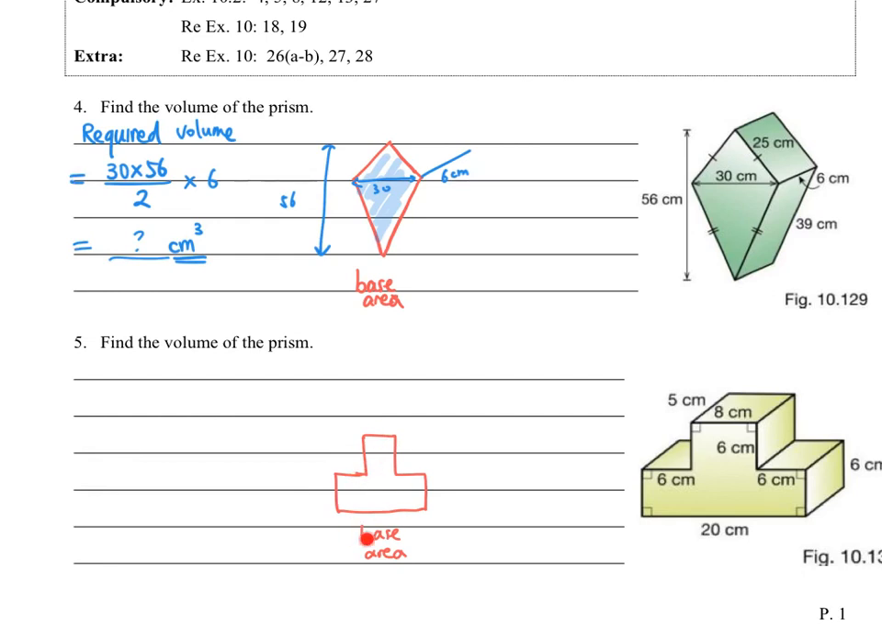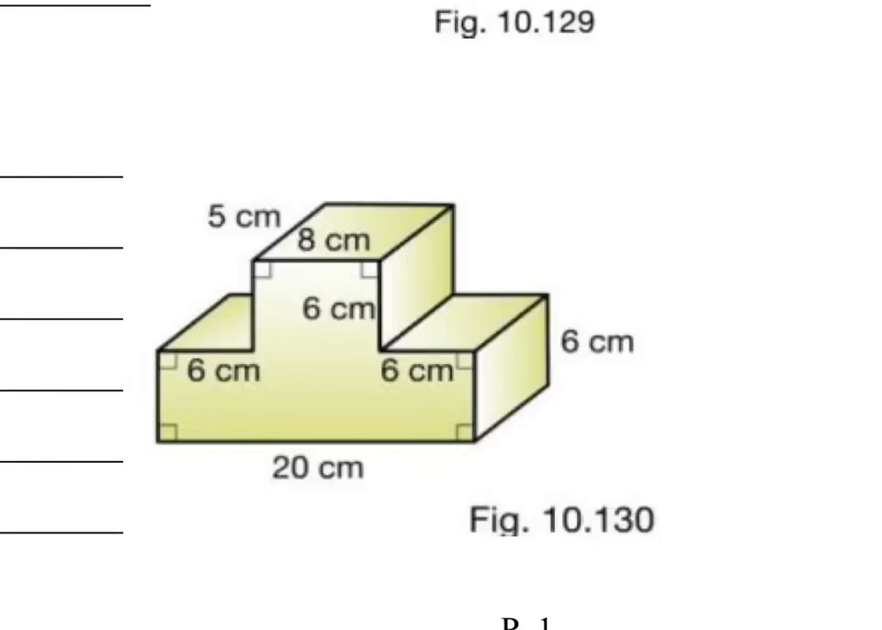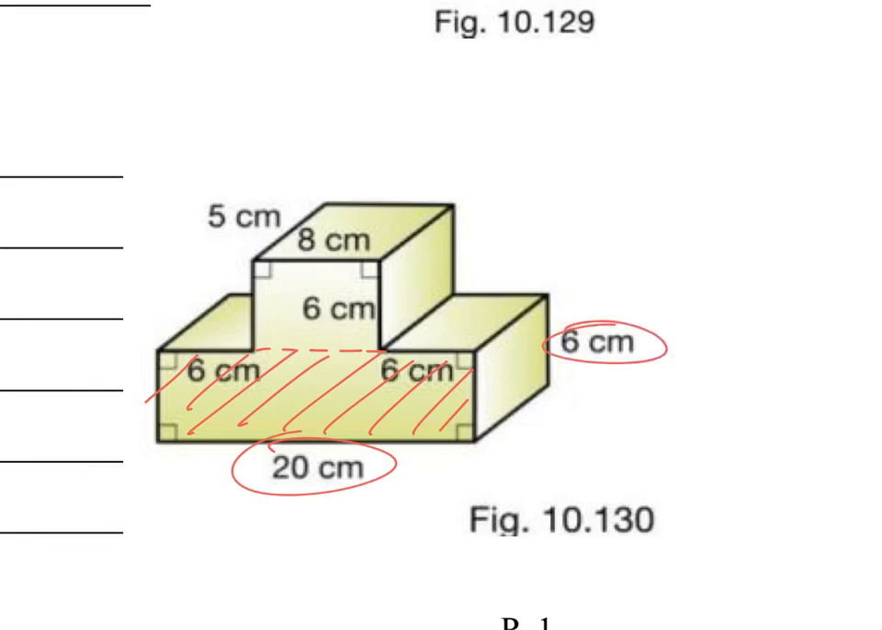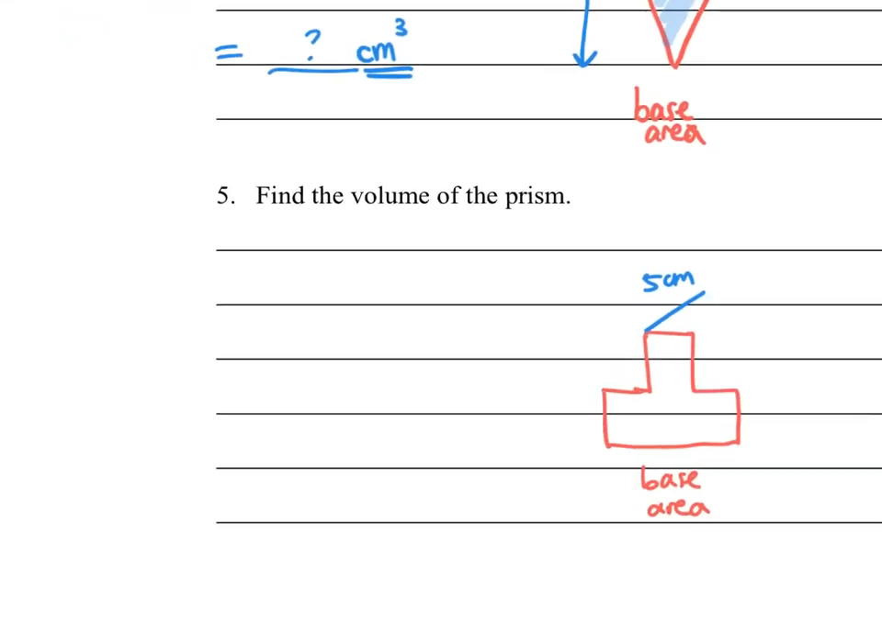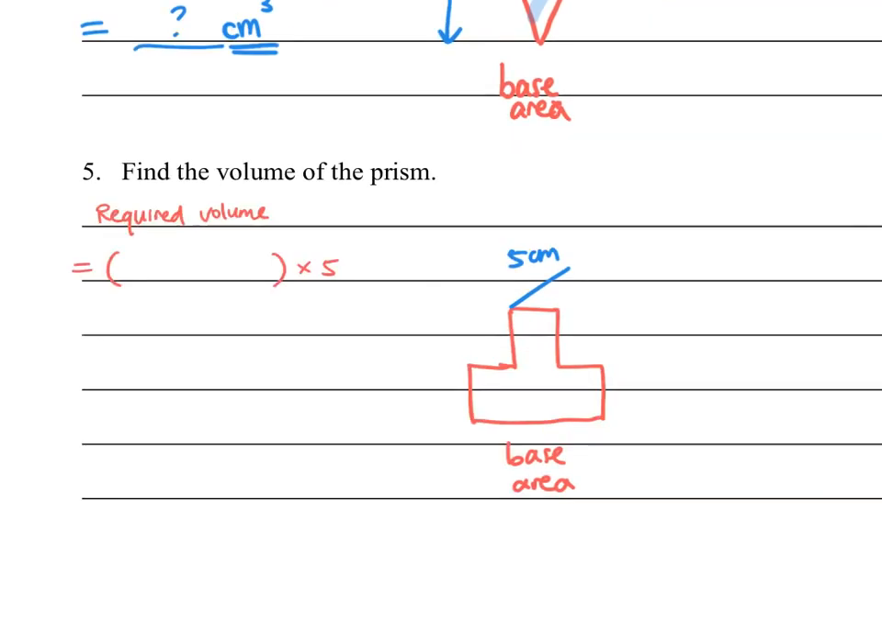For number 5, the base area would be this 凸字 shape, and the height would be 5 cm here. Looking at this shape, I think you can find the base area easily by cutting it into two pieces. The first one is the rectangle, 20 cm times 6 cm, and the upper one would be 8 cm times 6 cm. So you can find the base area, and then you have to multiply it by 5 cm, and then you will get the answer. Remember that you have to put all the things inside these brackets for the base area. Without this bracket, if you multiply by 5, then it is wrong.